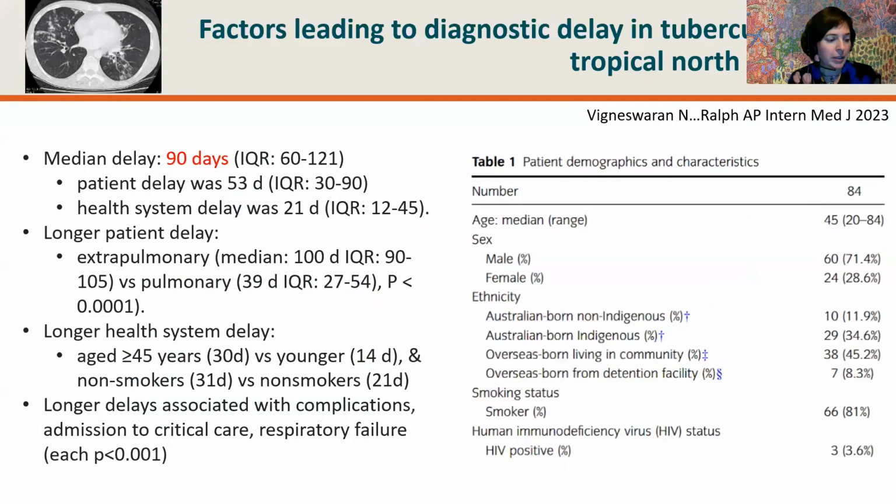I'm going to have to wrap up in a minute. Just to say that TB is an important issue for us in the north. This study that Nalanthi Vigneswaran put together was looking at diagnostic delays. As diseases get more rare, clinicians forget to think about them. So we do find that people are often in the community with TB symptoms for weeks or months and not necessarily getting diagnosed. It's delays happening at the patient level and also at the health system level.